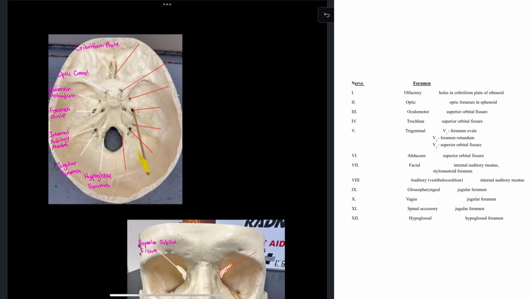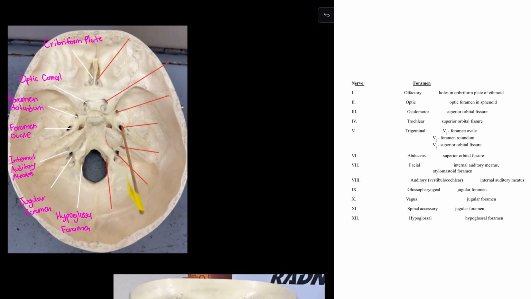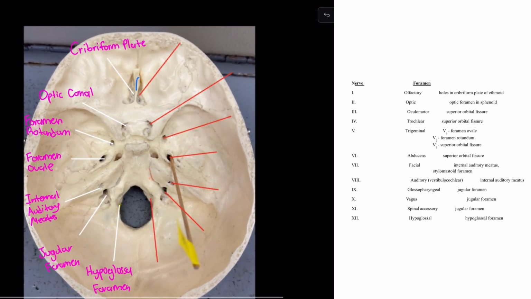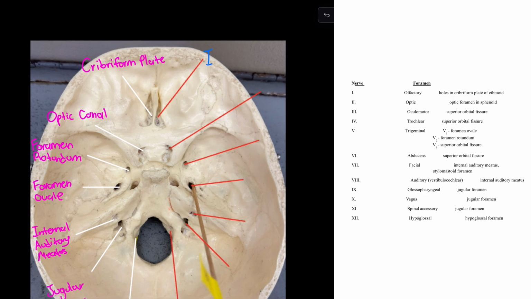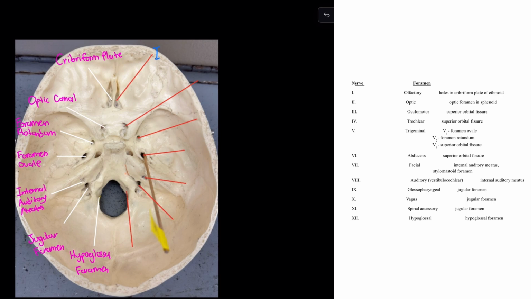All right, now going over the foramen of the nerves. This is where the nerves enter from in the skull. So, starting off with the first nerve, we have the olfactory. The olfactory starts in the cribriform plate of the ethmoid, which is right here. That right there is the cribriform plate, and that's where the olfactory nerve enters from. The second nerve is the optic, which can be found in the optic foramen in the sphenoid. So this right here is the optic foramen or the optic canal.